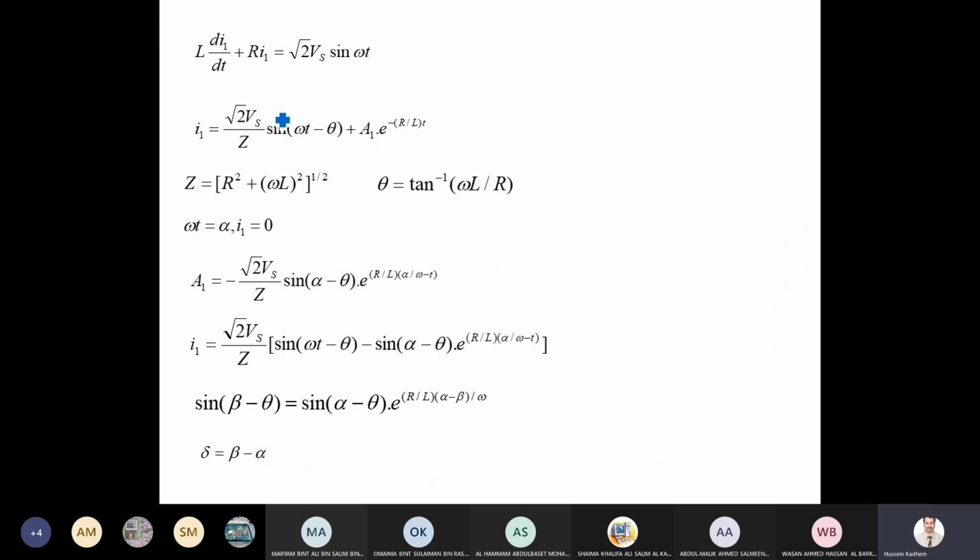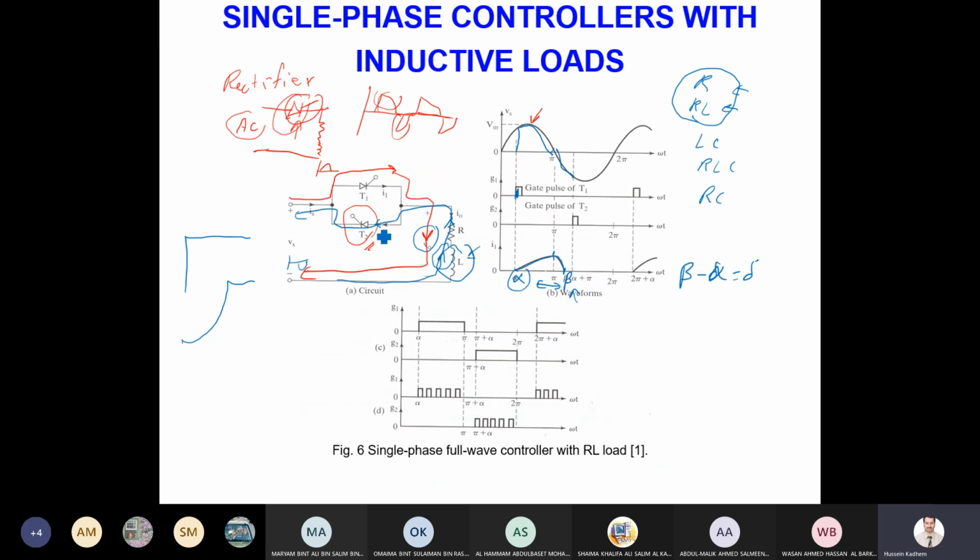Just a minute. In the circuit here, the supply voltage equals the drop across the resistance plus the drop across the inductance.